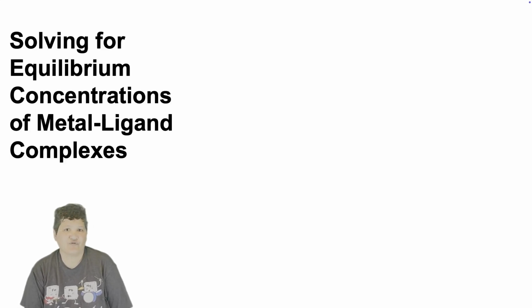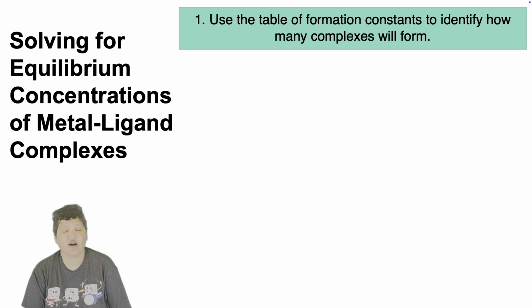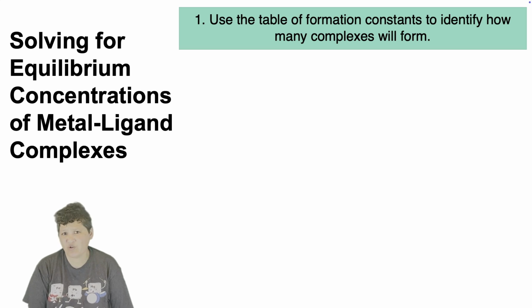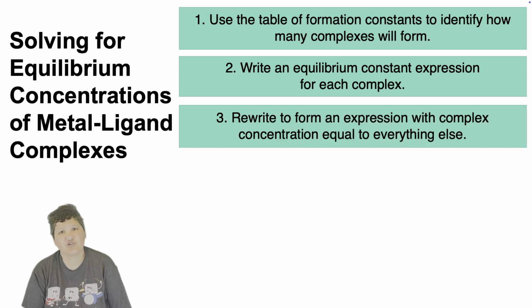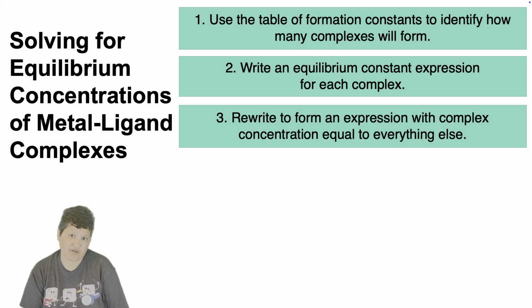Let's talk through the steps to follow when solving for the equilibrium concentrations of metal-ligand complexes. You first have to know how many complexes might form, and for that you're going to consult a table of formation constants. Once you know which complexes will form, you'll write an equilibrium constant expression for each of the complexes. When you're first starting, you may need to write the formation reactions first in order to do that. Next, you're going to rearrange that equilibrium constant expression so that you have the concentration of the complex on one side of the equation and everything else on the other.